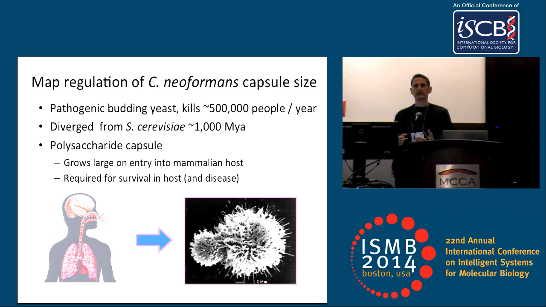The important thing about the capsule is that it is small when the cells are living out in the environment, and it grows large upon infection of a mammalian host. And it has to grow large or the Cryptococcus can't maintain the infection. So the capsule is a critical virulence factor for Cryptococcus.